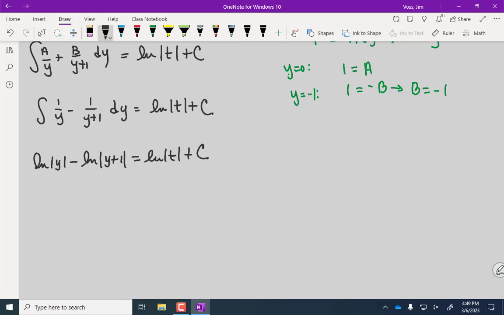But we would like an explicit general solution. So we have to do some algebra.